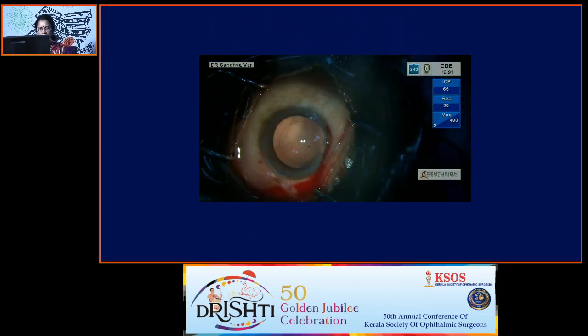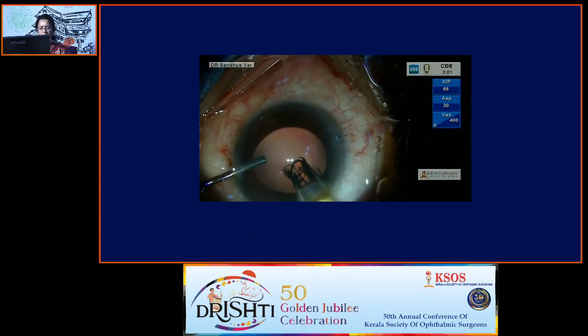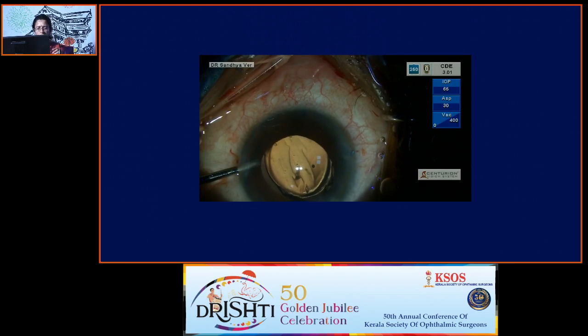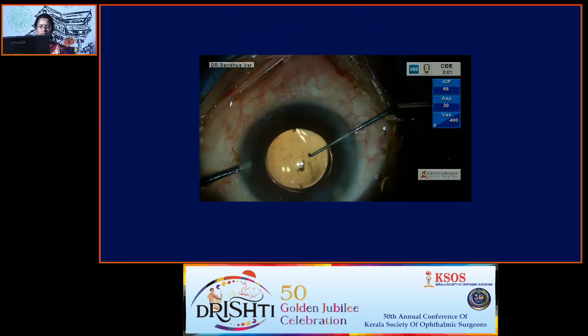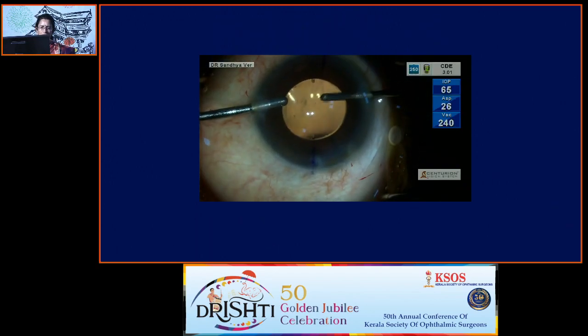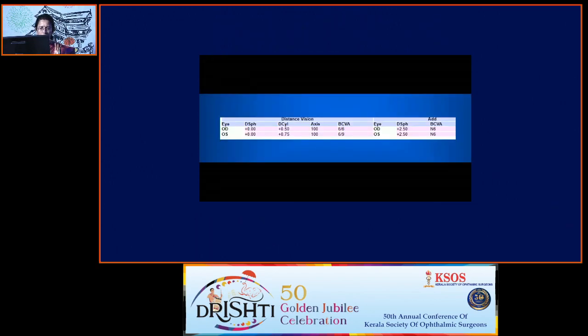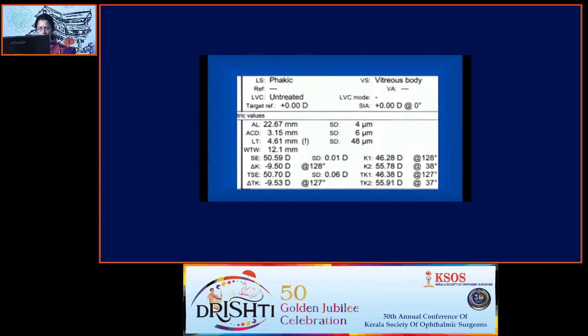This is a slightly heavy lens, a plate haptic lens, and it has to be injected very carefully. Then there is no need for axis marking because it is intended to be placed in the horizontal axis. So finally you have to align with the reference marks there. Finally the patient had a visual acuity of 6/9 with plus 0.75 cylinder at 100 degrees.